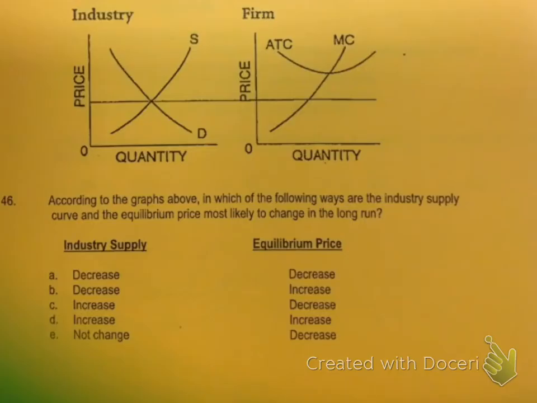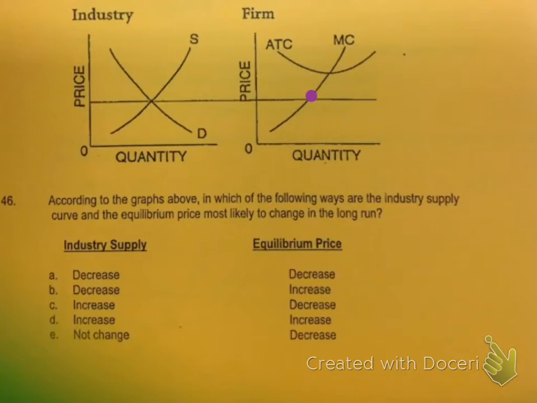All right, so here comes our last question. This is really a side-by-side graph question. According to the graphs above, in which of the following ways are the industry supply curve and equilibrium price most likely to change in the long run? The first thing that we have to do is see what's going on with the firm. So let's find where our marginal revenue equals our marginal cost to figure out if we're making profits or losses.